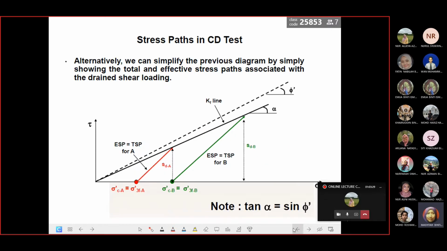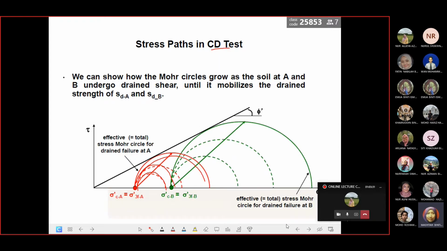How about if you plot in the stress path? The same thing is that you need to first determine the maximum stress for all circles. Then once you get the maximum point on each circle, you connect them, and that represents one stress path.